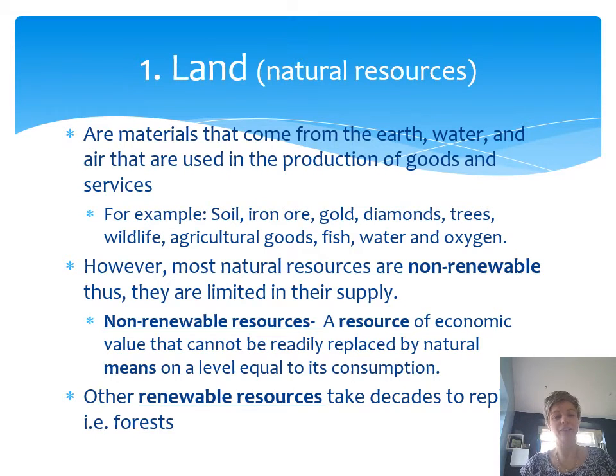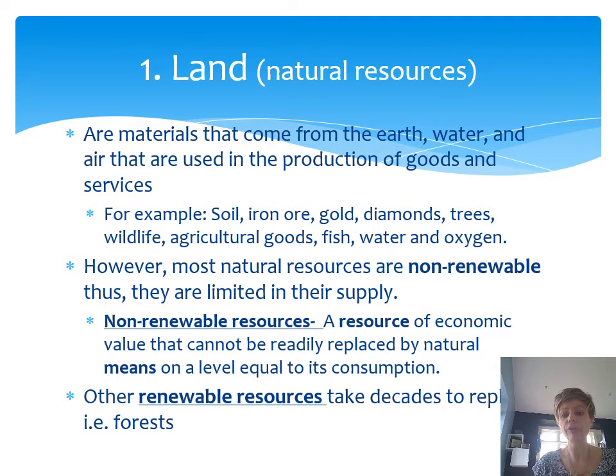A few more details about land or natural resources. So land or natural resources, and this is going to be question number 17. I'm just going to explain a little bit more what you mean when you wrote down land. So they're natural resources, materials that come from the earth, water and air that's used in the production of goods and services. And there's some examples listed there. And normally when we talk about natural resources, we have 2 different types. One is renewable and one is non-renewable.